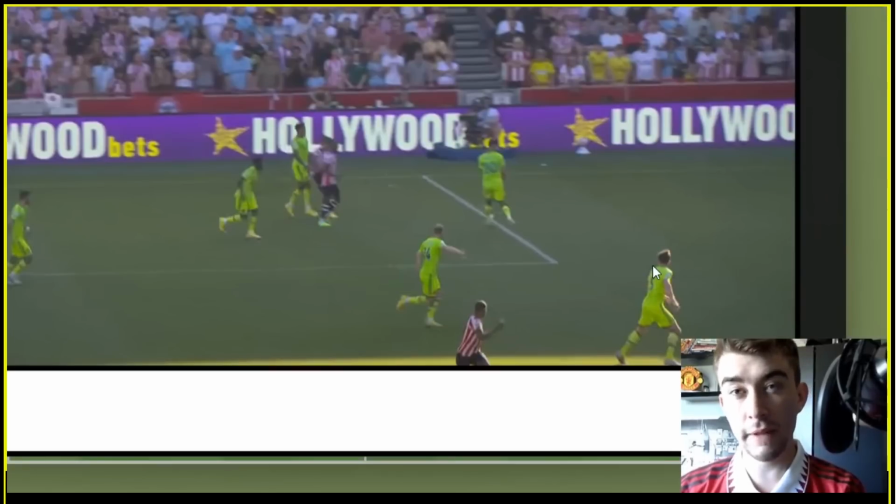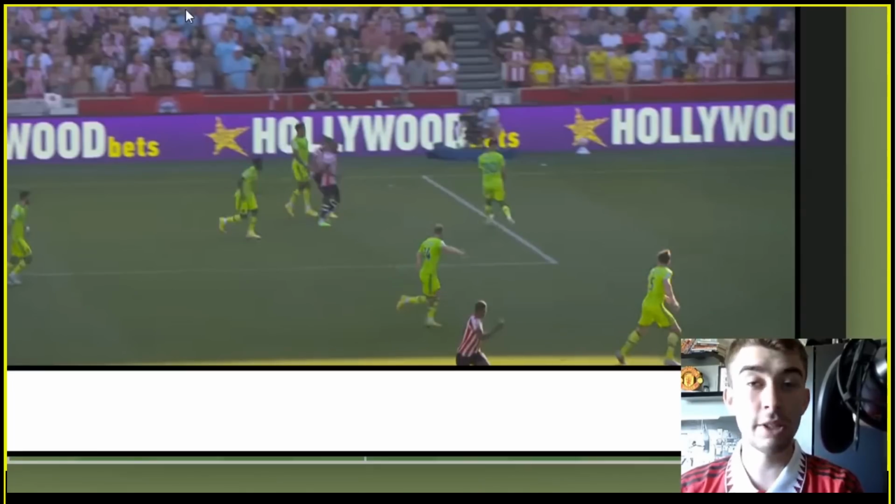Maguire is looking forward, facing the ball, not what's behind him. And what's behind him is Ivan Toney. Eriksen's your deep midfielder. Maguire is your centre-back. And they are both looking this way. They are both facing the ball. Meanwhile, Ivan Toney's going the other way.